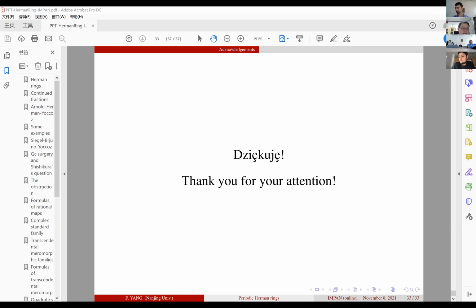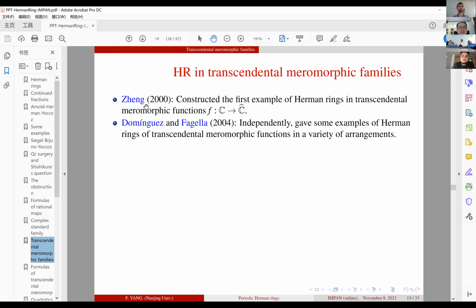I think Zheng He produced an example of transcendental meromorphic functions which has infinitely many poles. He started with entire functions with infinitely many Siegel disks, then by quasiconformal surgery he can produce transcendental meromorphic functions with infinitely many Herman rings. And those maps have infinitely many poles.